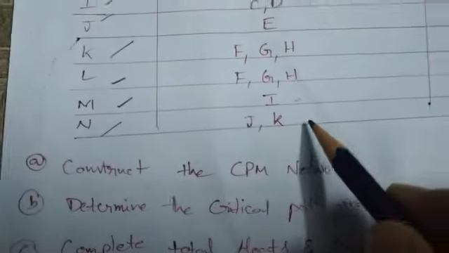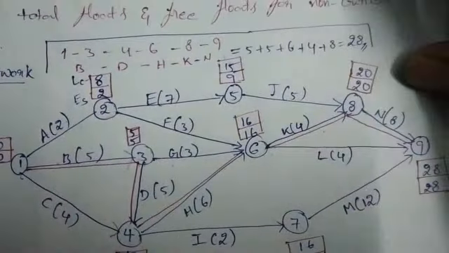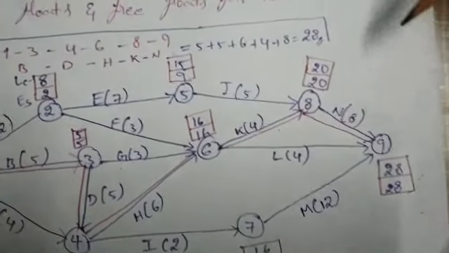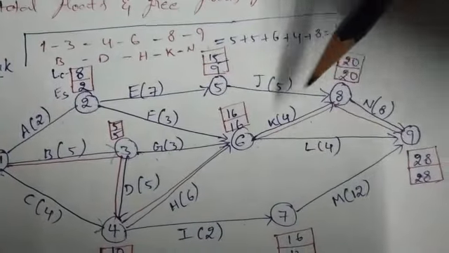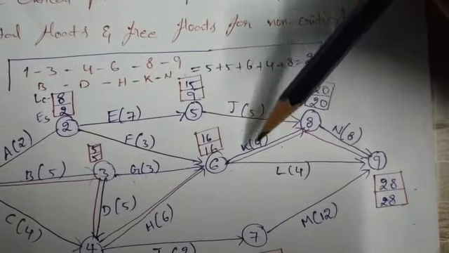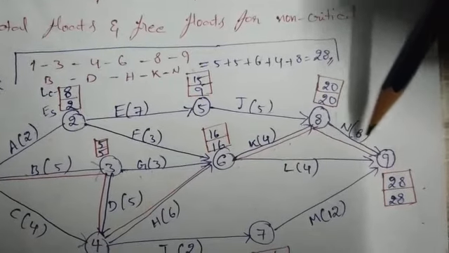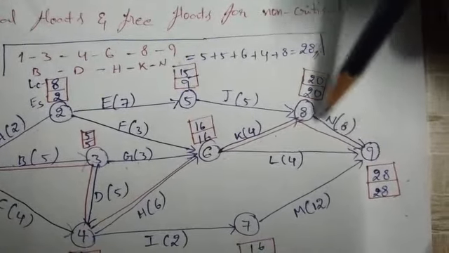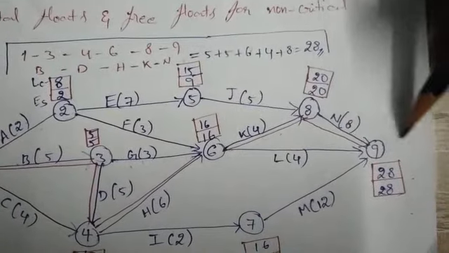N is connected with J and K. So N here, the 5th node is J and the 6th node is K. J and K are connected with the 8th node. The 8th node is the connection of N, nothing but N, duration is 8. This is connected with the 9th node. N, L, M are connected with the 9th node.